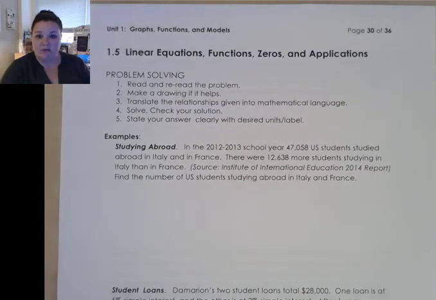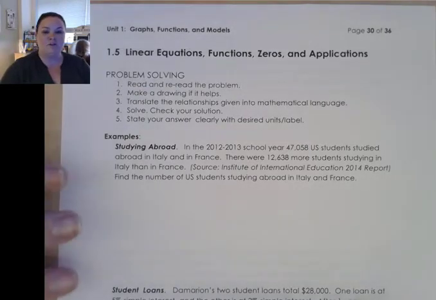This is section 1.5, which is all about linear equations, functions, zeros, and applications. So basically it's word problems, and hopefully the math isn't anything that's going to highly offend you. The most important thing on these is being able to pull from the problem what you need in order to set up an equation. So I'm going to show you 4 different problem types, and then I'm going to have you try some so that you see all the different things that might show up in your homework.